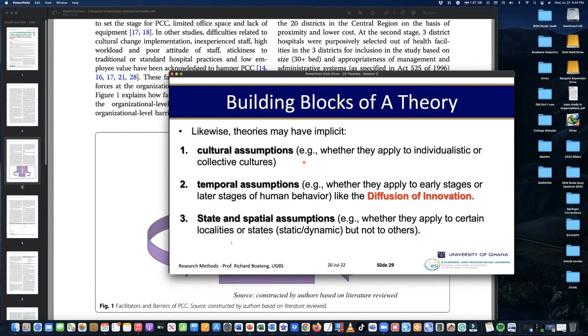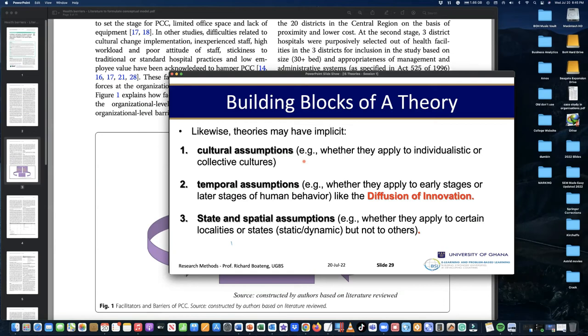Temporal assumptions: the thing is on a cycle. So there are early stages and then later stages. Remember that temporal assumptions is what the gentleman argued in the PEM model, that at the initial stage, the variables that matter are this. But at the institutionalization stage, after you have adopted e-commerce for some time, the next variables that matter are this. So it's trying to say that the factors that influence e-commerce readiness are not static. They are on a continuum. At a certain time it is this, another time it is that.